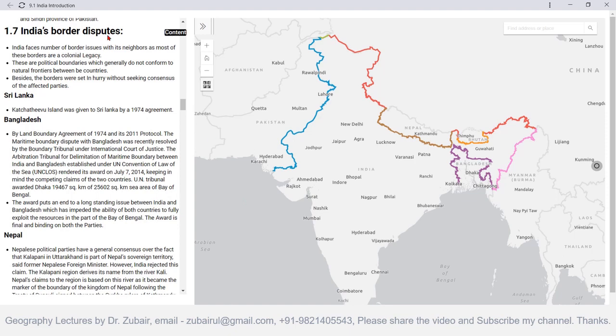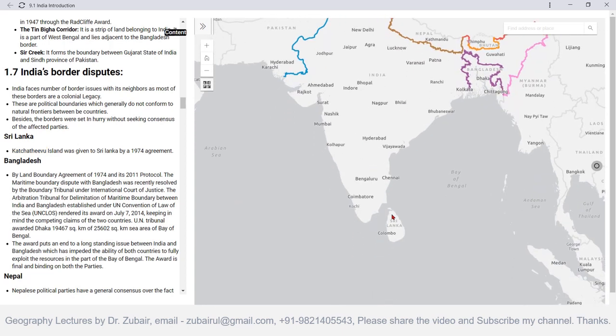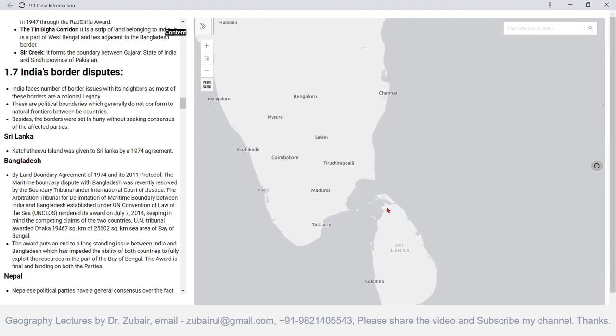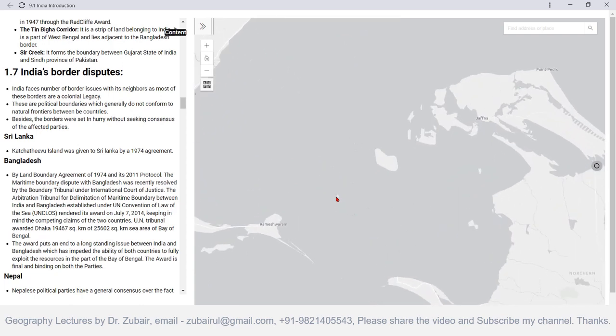So there are some border disputes also. In short, we can discuss the border disputes here. With Sri Lanka, there was a dispute over this island. If you zoom in here, you will see very small islands. So there was a dispute. Now this dispute has been resolved by the 1974 agreement. These are the Katchatheevu Islands.